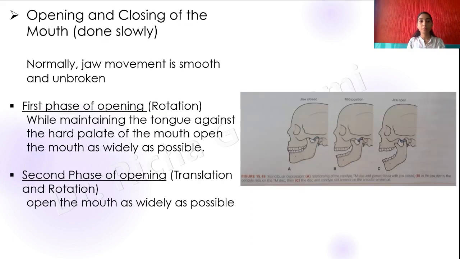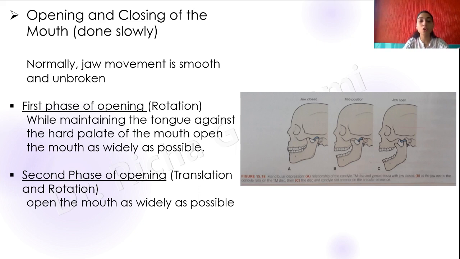Opening and closing of the mouth is done slowly, so you can check whether there is deviation or any malocclusion or not. Normally the jaw movement is smooth and unbroken, so with slow movement you can also observe whether there is any jerky movement or not.